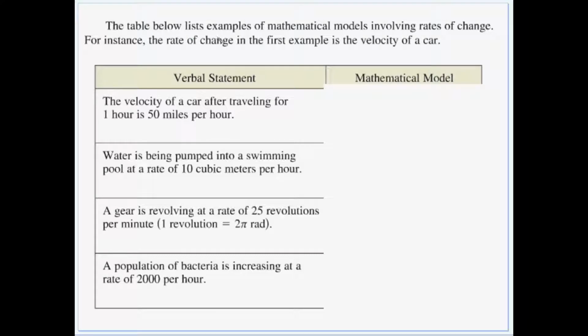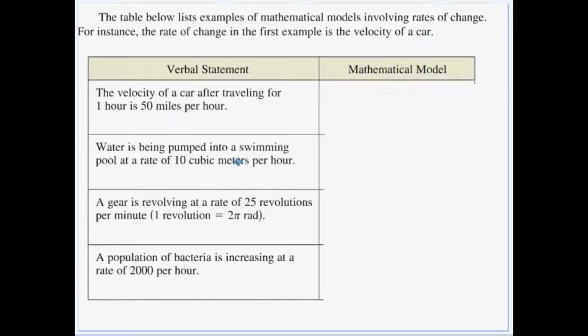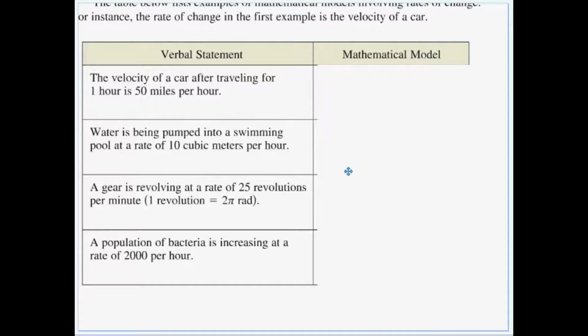So we got a table below here. It lists examples of math models involving rates of change. For instance, the rate of change in the first example is the velocity of a car. Usually the hardest part of these problems is coming up with the equation based on the mathematical model, the verbal model. And in my opinion, the first one here is the trickiest. Velocity of a car that is traveling for 1 hour is 50 miles per hour.